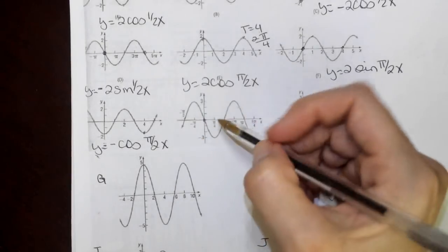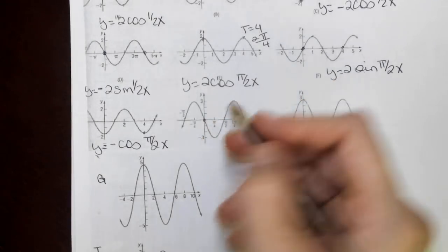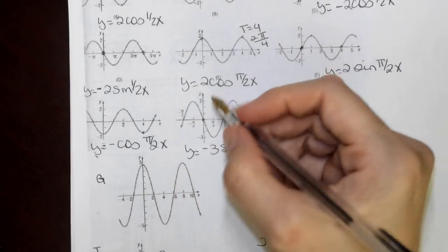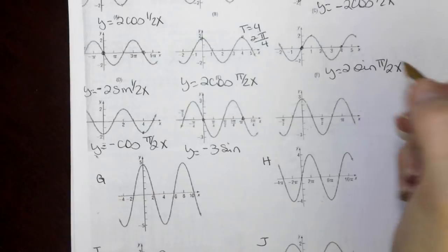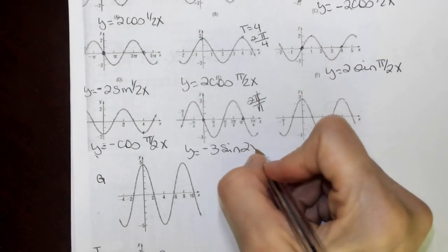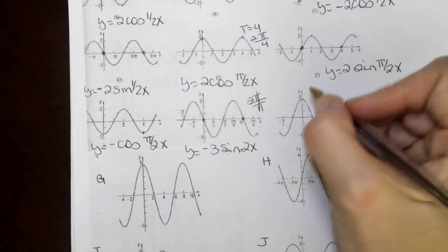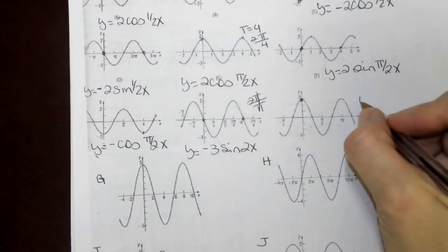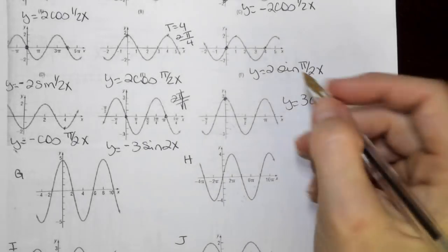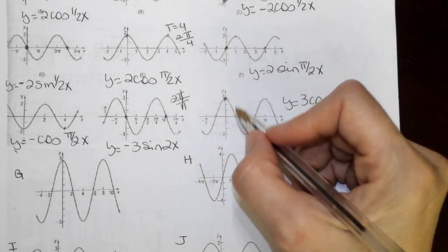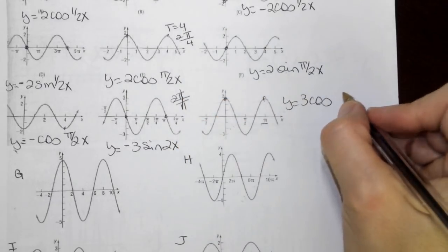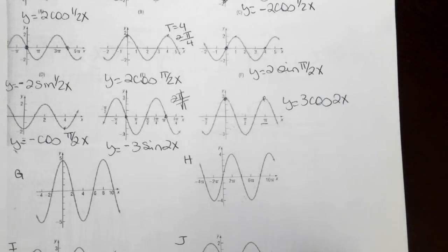All right, this one starts at the axis of wave and goes down to -3. So this is -3 sine, and it ends at pi. So 2 pi over pi is 2x. This one starts at the top at 3, so y equals 3 cosine. Let's see, maximum, axis, minimum, ends at the pi, so 2 pi divided by pi, again, is 2x.